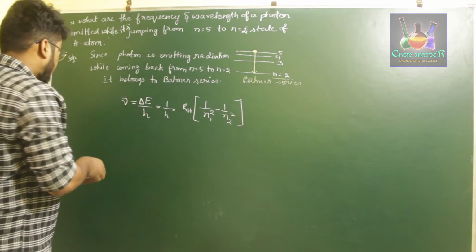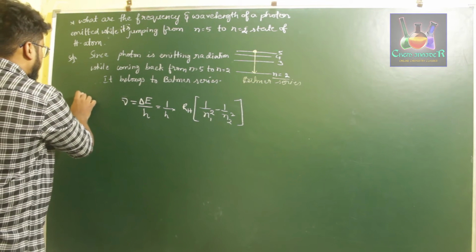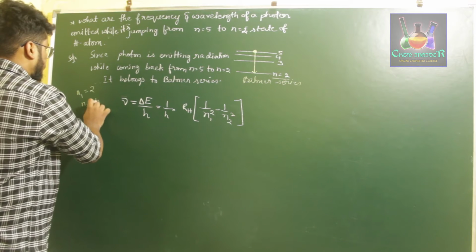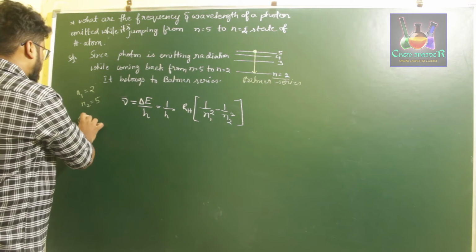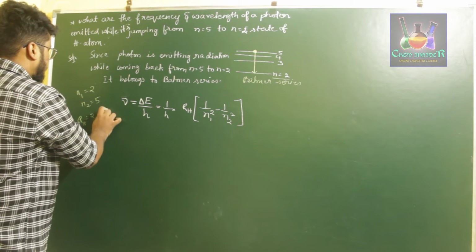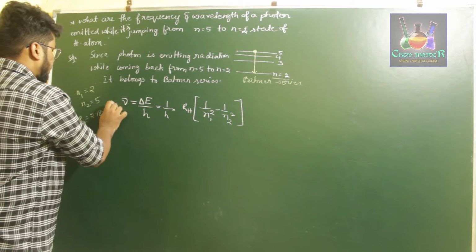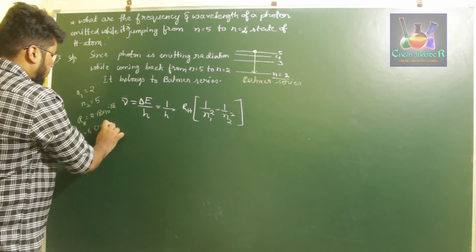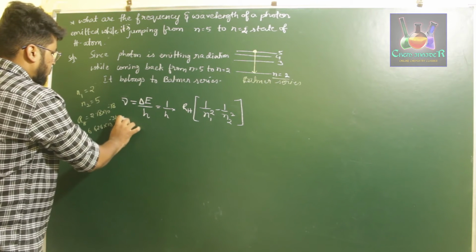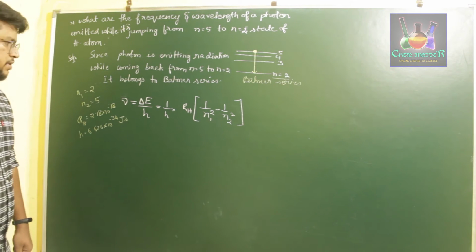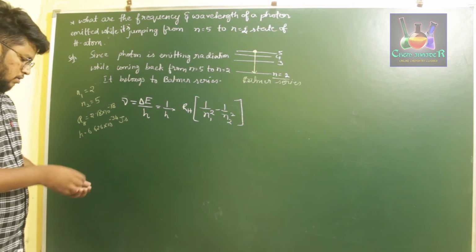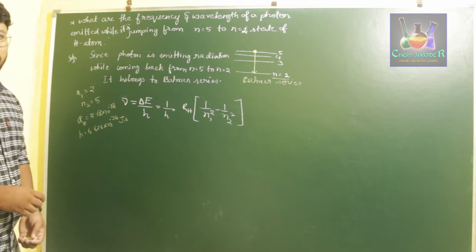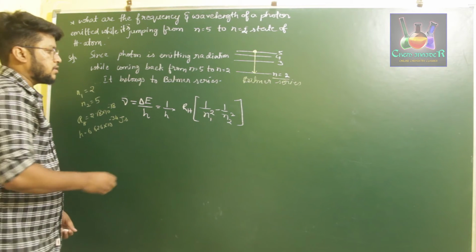So here, what are the given values? n1 is equal to 2, n2 is equal to 5 and RH is equal to 2.18 into 10 power minus 18 and H is equal to 6.626 into 10 power minus 34 joule second. So these are the constants which I have given. Now let us calculate the frequency of this radiation which is emitted when it is jumping back from n is equal to 5 to n is equal to 2.